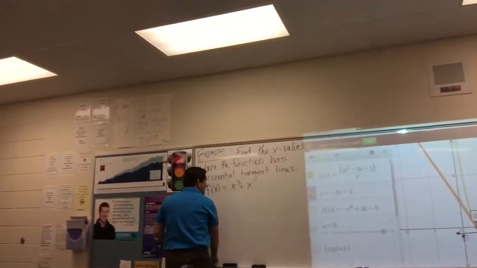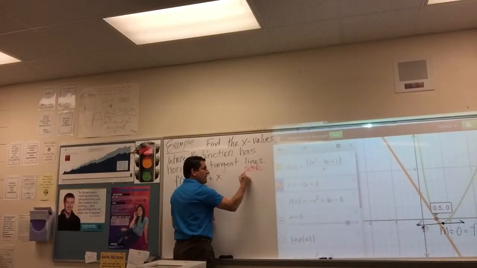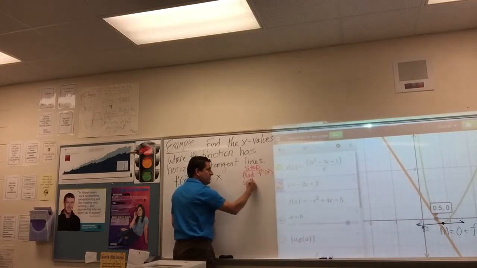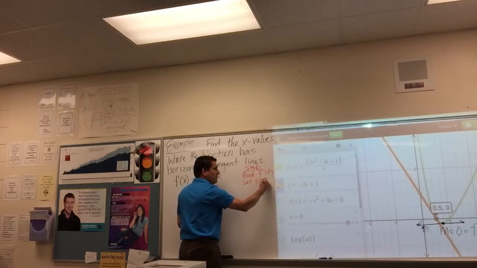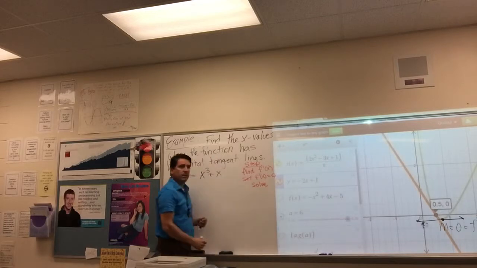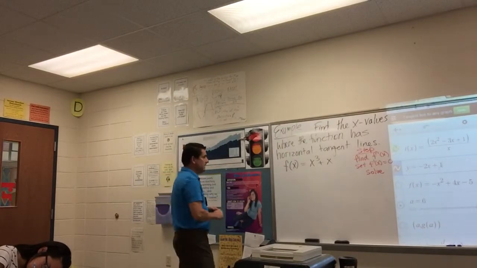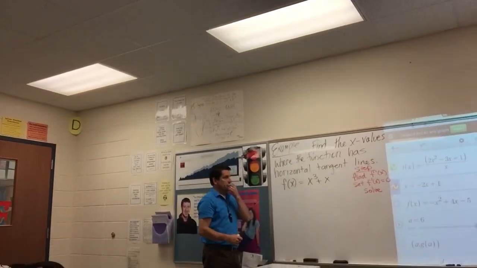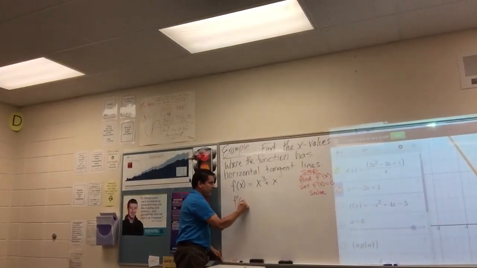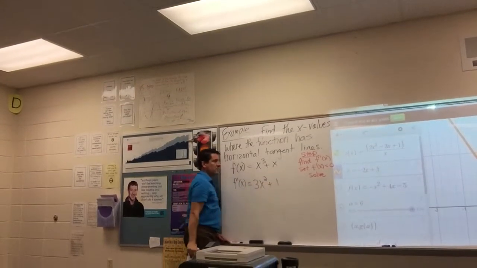So, for your step here, what do you want to do? You want to find f prime and then set f prime equal to 0 and then solve. And those will be your answers. Set the derivative equal to 0 and solve. Okay, so let's do it. So this one, f prime of x is equal to 3x squared plus 1.